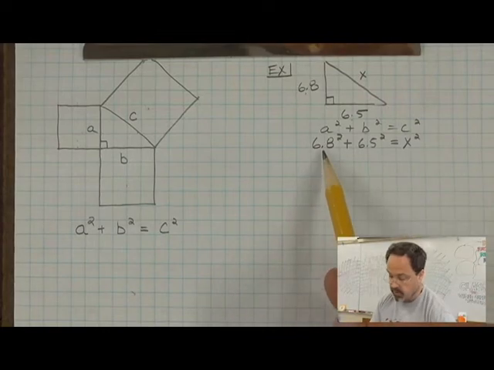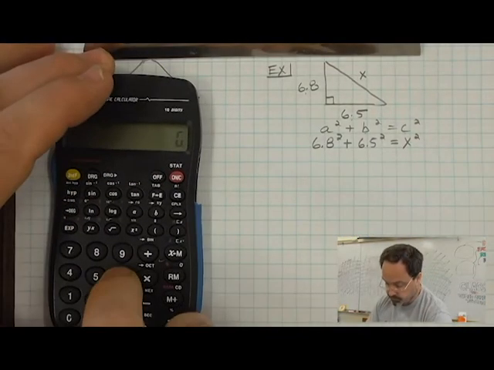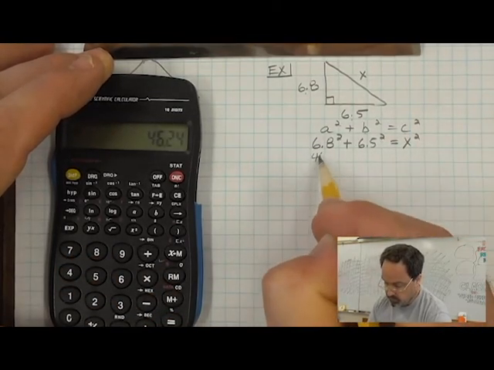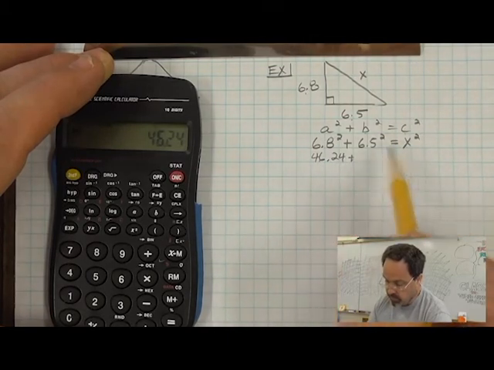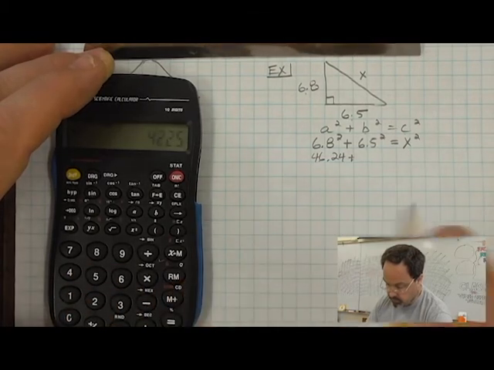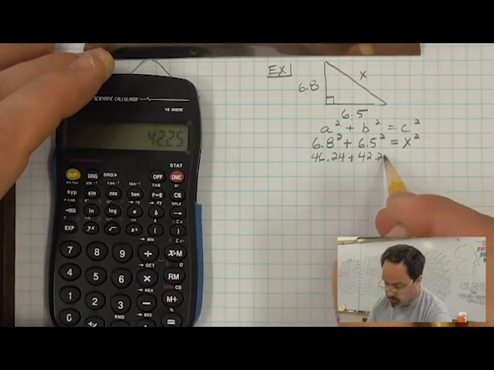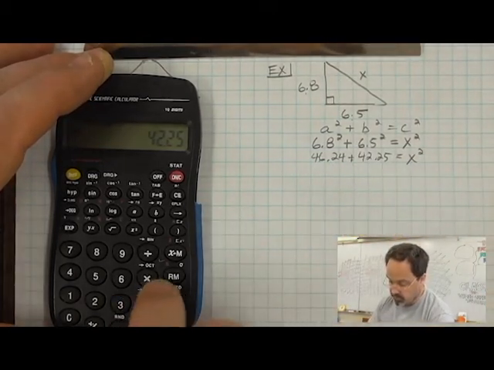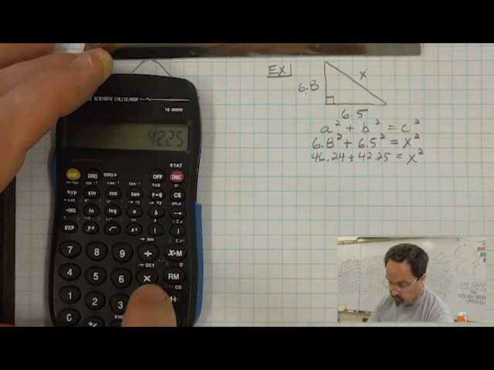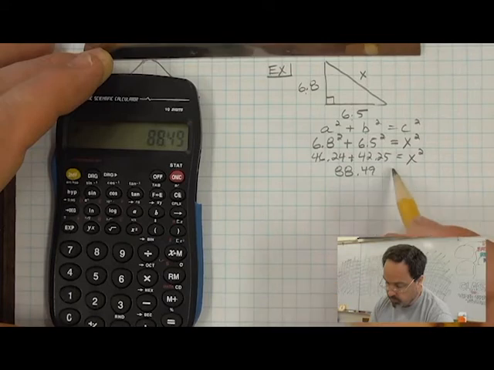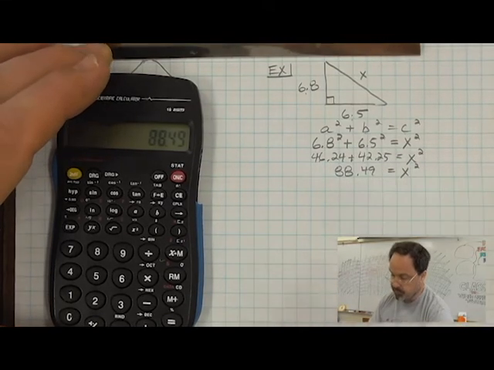I'll need a calculator. 6.8 squared is 6.8 times itself, 46.24. 6.5 squared is 6.5 times itself, 42.25. This is still equal to x squared. Now I'm going to add these two. 42.25 plus 46.24, and I get 88.49, still equal to x squared.